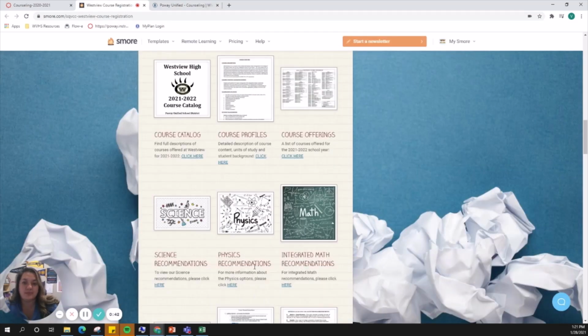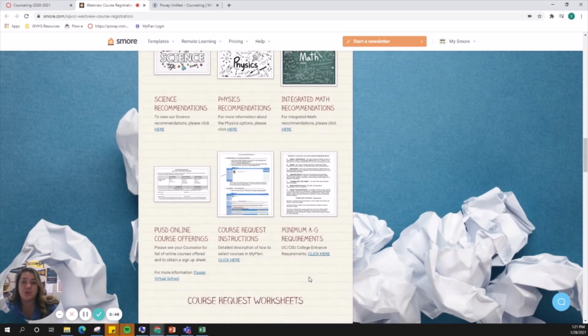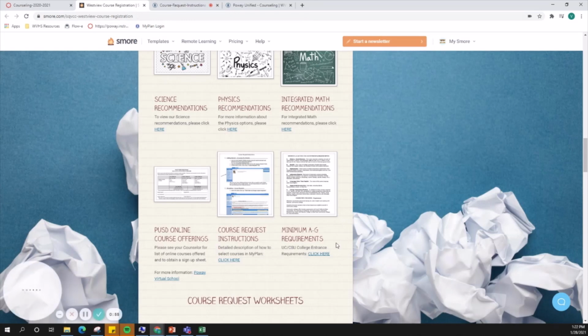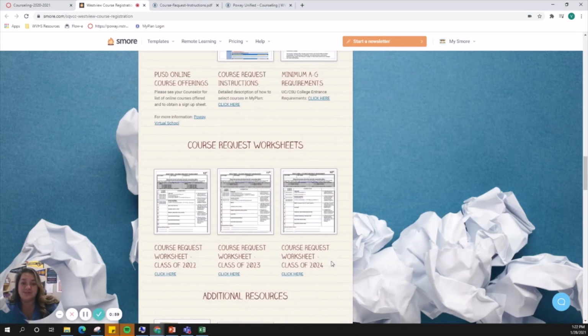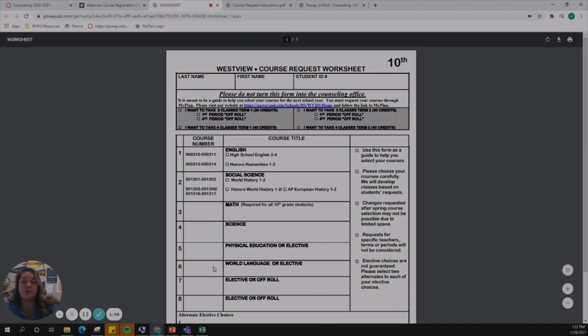selection. In addition to the course profiles, we also have other resources in helping you to actually select your courses. You have these instruction sheets on how to go about selecting courses in Synergy, as well as any course request worksheets you may need to use in selecting your courses for next year to ensure that you are selecting 8 courses and those that are required for your grade level.